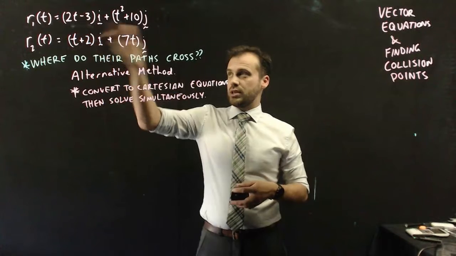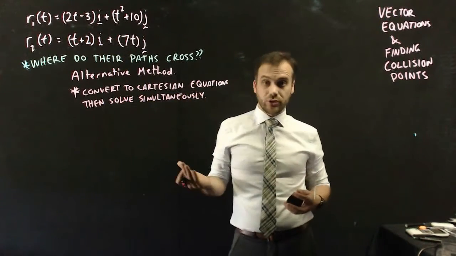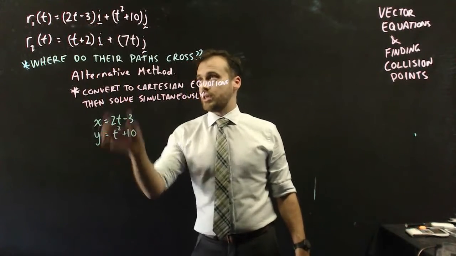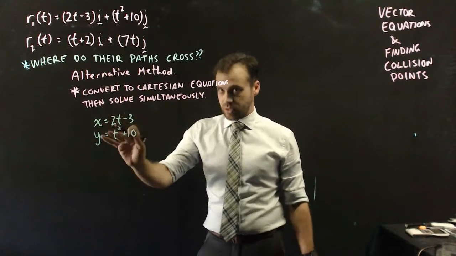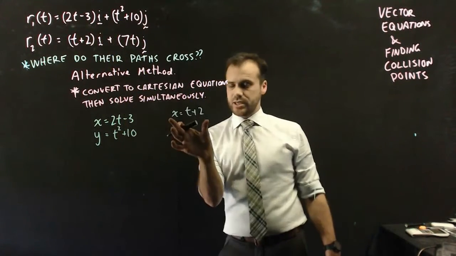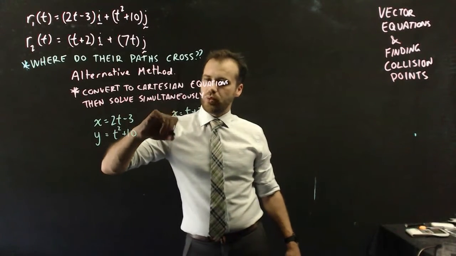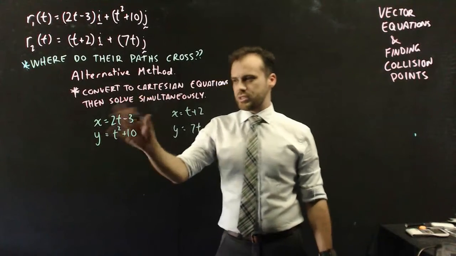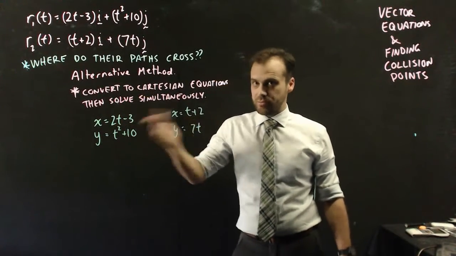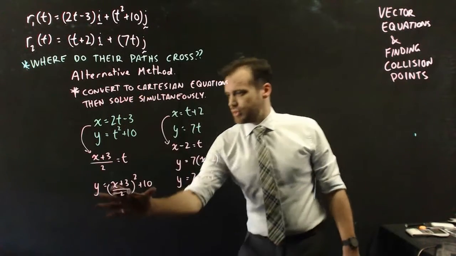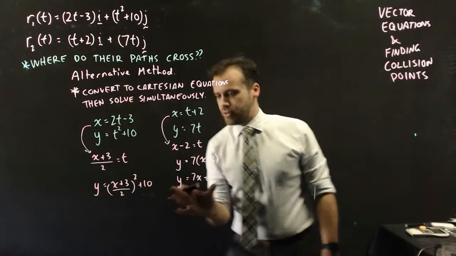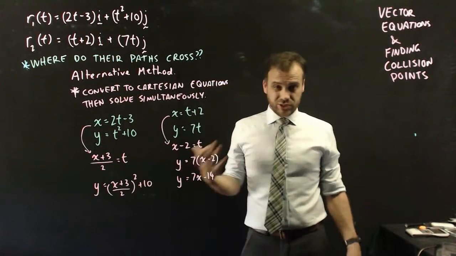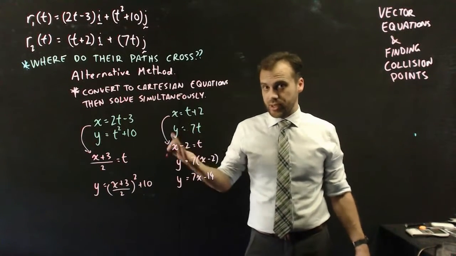So converting these to Cartesian equations is not that difficult. x equals 2t minus 3, y equals t squared plus 10. That's one of our equations here. x equals t plus 2, and y equals 7t. Now, I solve these simultaneously to get rid of the t's in both of these. We've done this before. So that is the Cartesian equation of that, and that is the Cartesian equation of that. So I have two paths now, and I just need to solve them simultaneously to see where they meet.